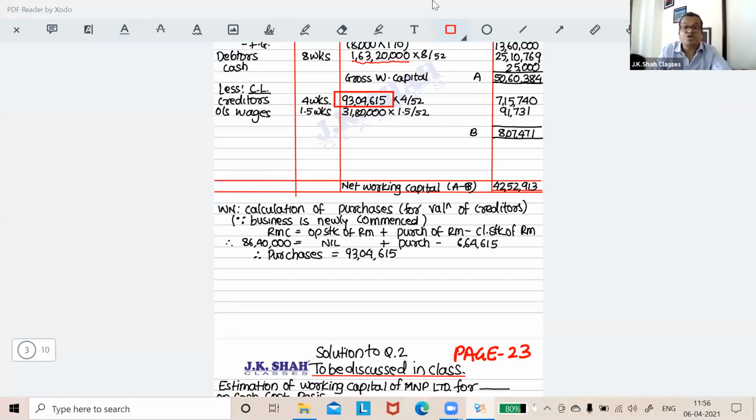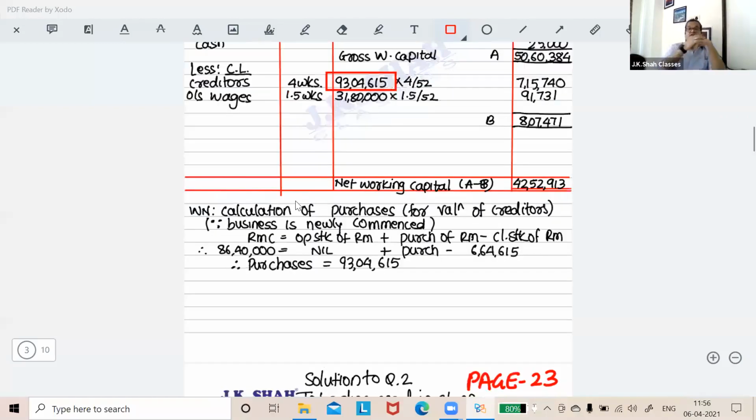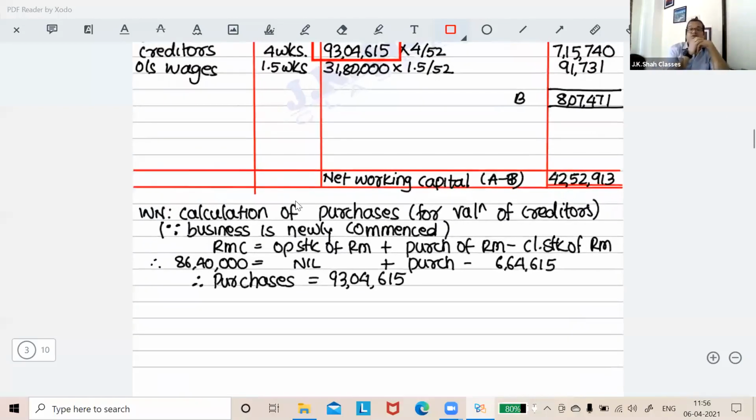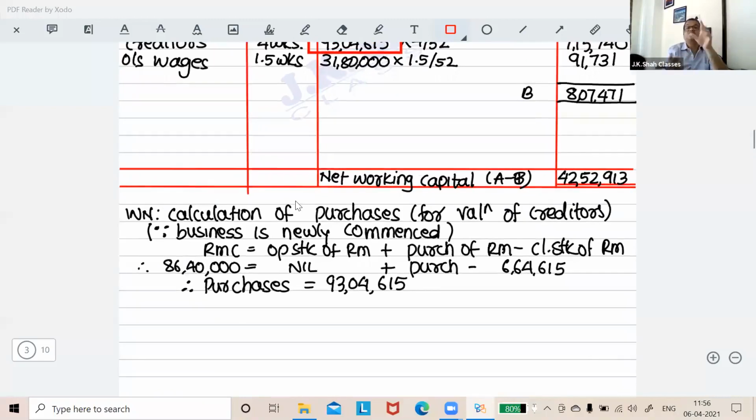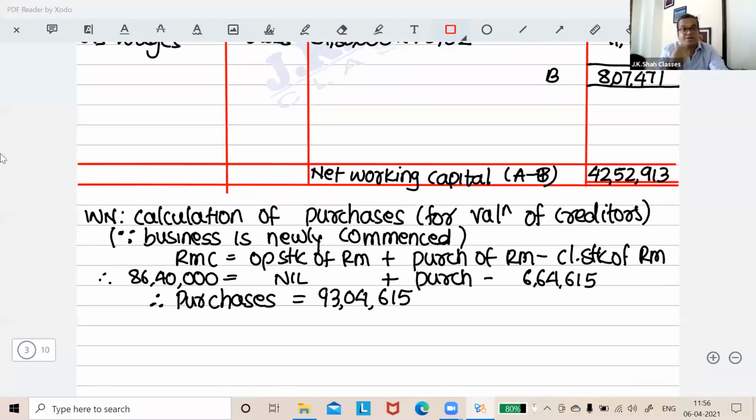But that assumption won't apply when it's a newly commenced company or a newly commenced business. Right, people? That's why we have to do this calculation. Say, calculation of purchases for valuation of what? Creditors, since the business is newly commenced. If you recollect, same thing.